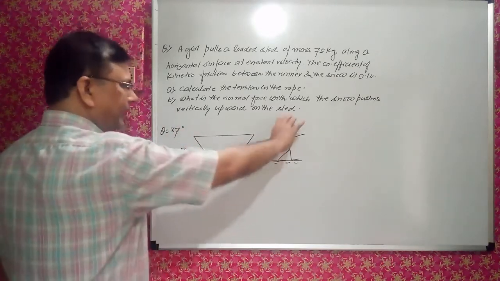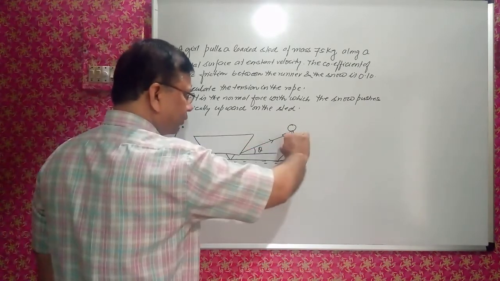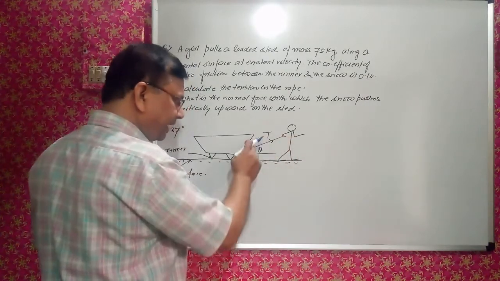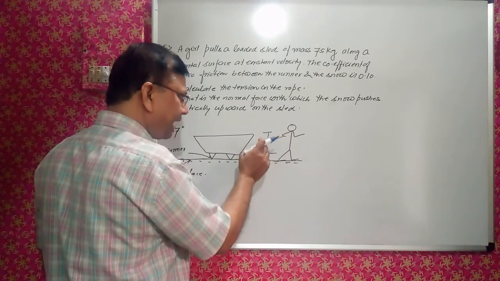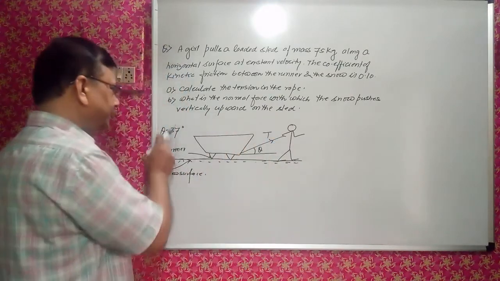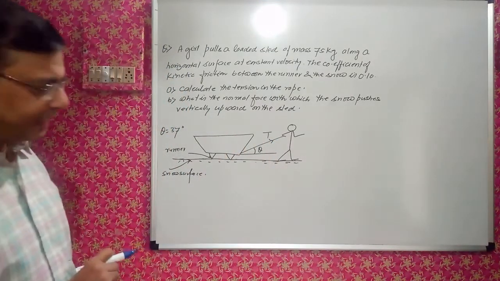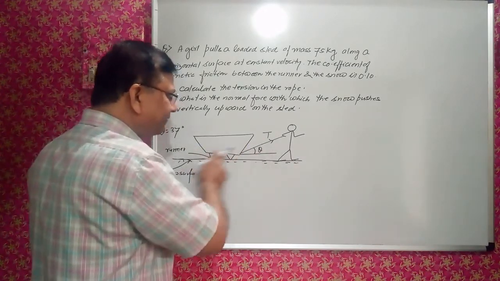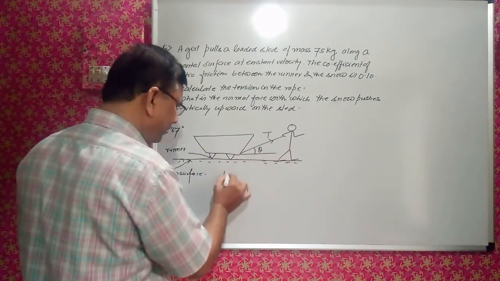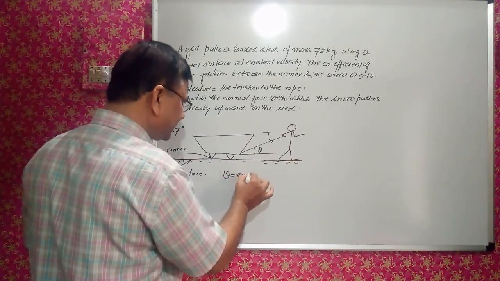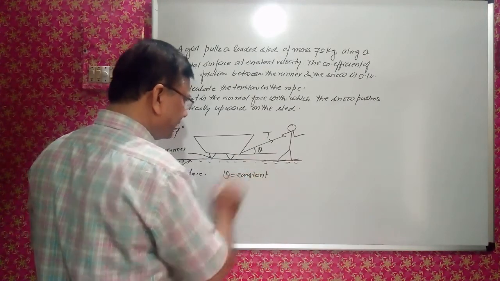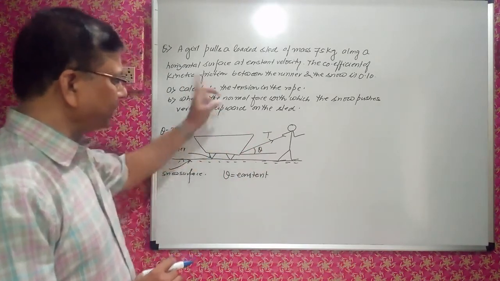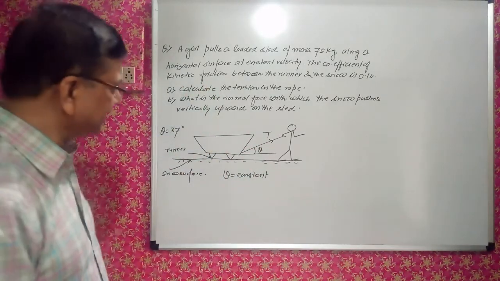What is required? What is the tension? A girl is pulling, this is the rope, and suppose the tension in the rope is T, making an angle theta with the horizontal, and this theta is also given, that is theta is 37 degrees, right? Then it is moving with constant velocity. Here the velocity v is constant, it is given. Then we have to find the tension and the normal reaction force on this sled.